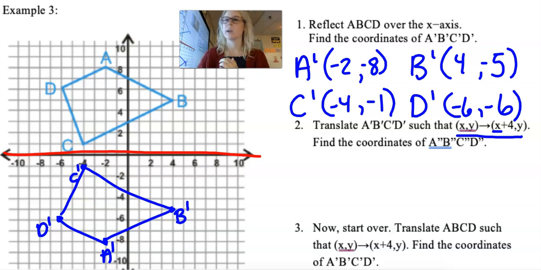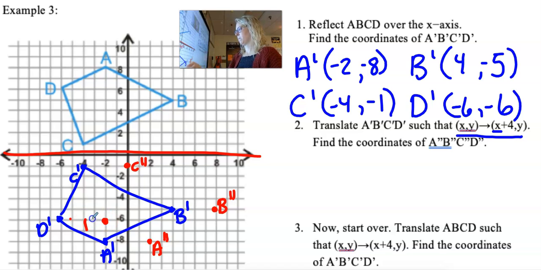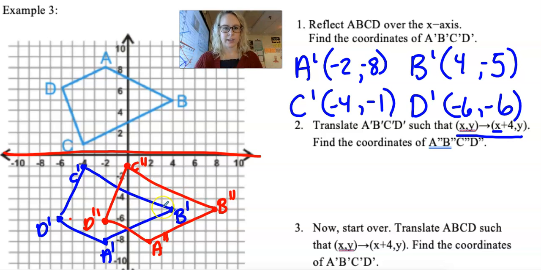So I'm solely going to move this to the right 4. So let's do that in red. So take all the points and move them to the right 4. 1, 2, 3, 4. C double prime, moved it twice. B, 1, 2, 3, 4. A, 1, 2, 3, 4. All right, boom, boom, boom, boom. Okay, all right, so that is my final shape. It looked weird for a second.